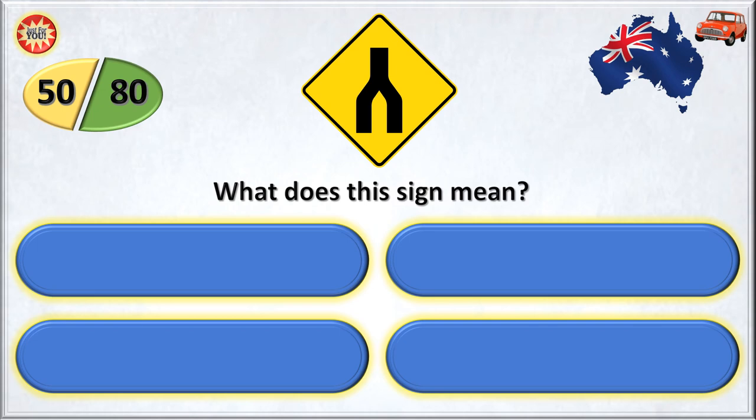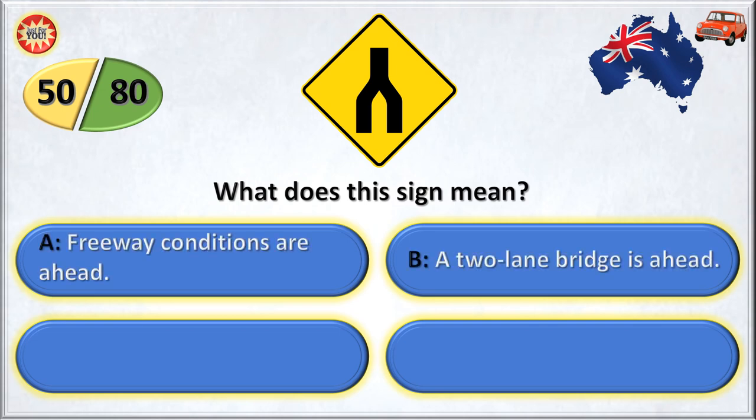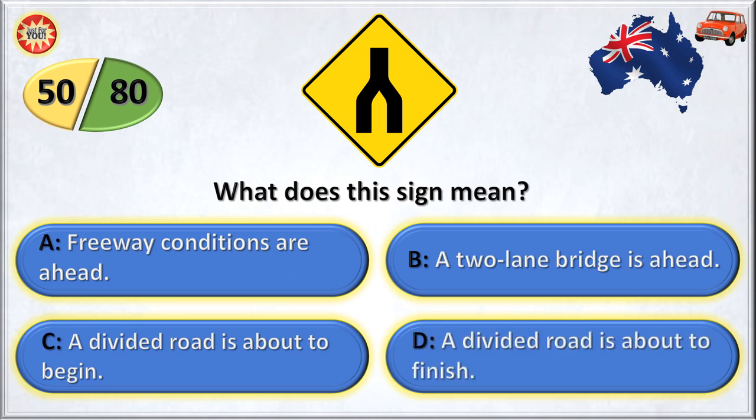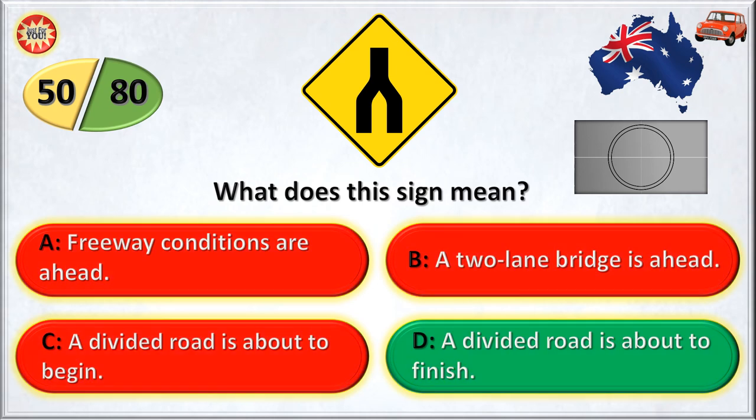What does this sign mean? Freeway conditions are ahead. A two-lane bridge is ahead. A divided road is about to begin. A divided road is about to finish. A divided road is about to finish.